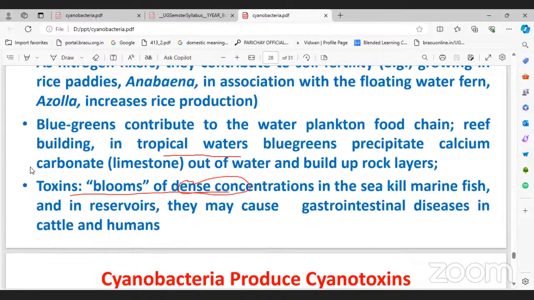And toxins: they form toxins. With the formation of blooms, you must have seen in our surroundings some polluted areas, like a scum layer in some rivers and ponds. These scum layers are called blooms. The blooms mainly develop not in fresh water but in polluted waters, and they cause mostly gastrointestinal diseases in cattle and humans due to their toxic nature.